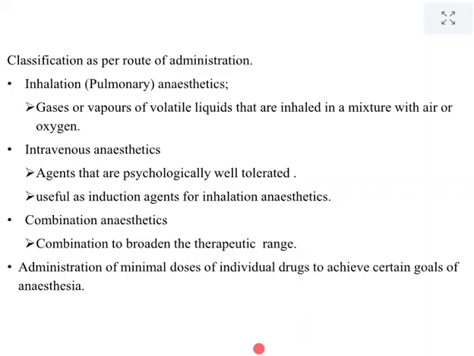Classification per route of administration. That was their nature, whether they are volatile or non-volatile. Depending on their nature also gives a route of administration. So when you look at their nature, indirectly you're also classifying them according to their route of administration. Inhalation, and we have all the pulmonary anesthetics.